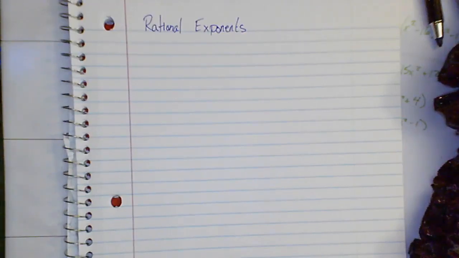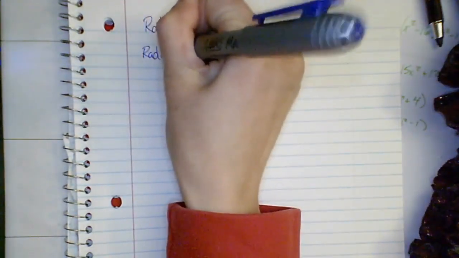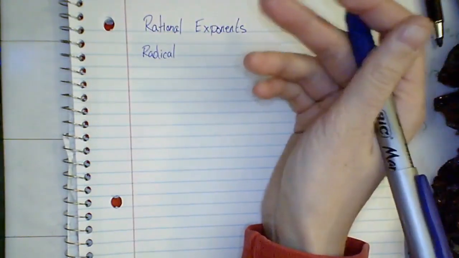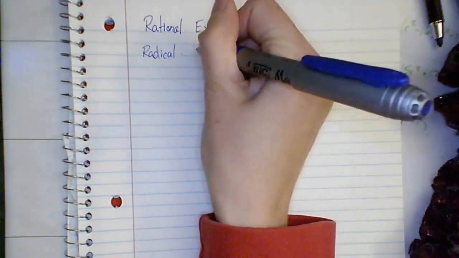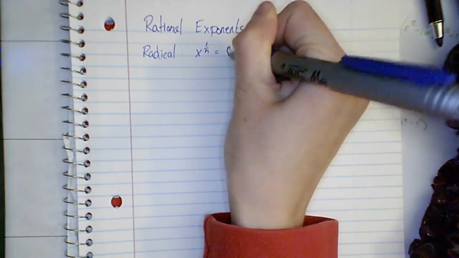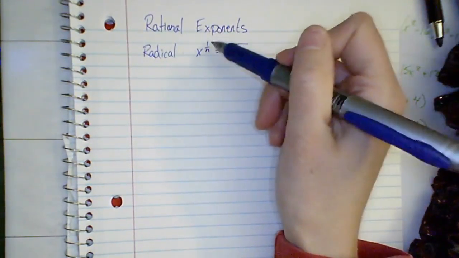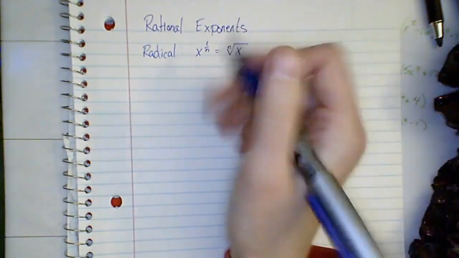This video is about rational exponents. When we have a radical, we can convert it over to a rational exponent or vice versa. So we have x to the 1/n power. That's just the nth root of x, where your numerator is the power and your denominator is the nth root.